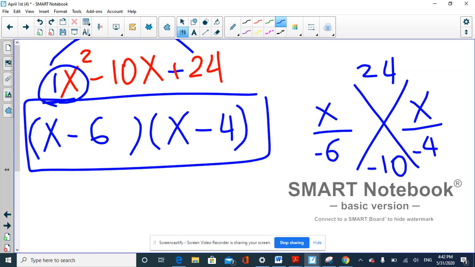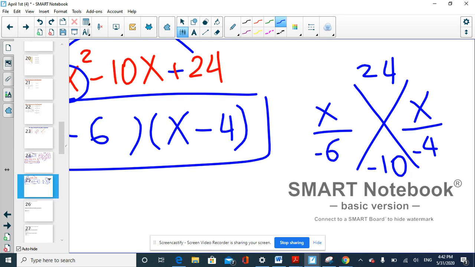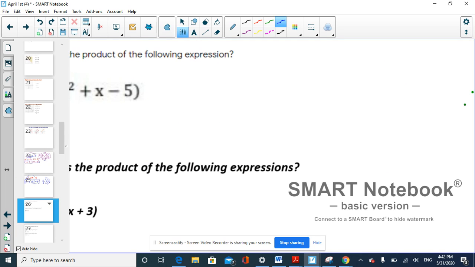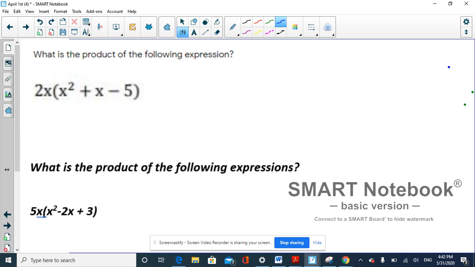Okay, let's see another one. This question is multiplication. What is the product of the following expression? The product here means we will multiply. To multiply this, we can use the distributive property. Multiply by each term. Multiply 2x by each term. 2x times x squared, 2x to the power 3.